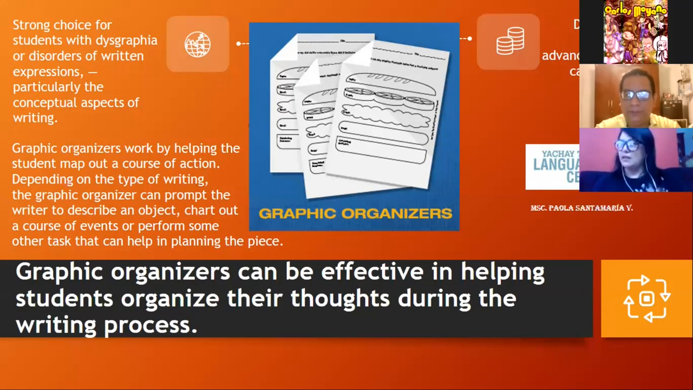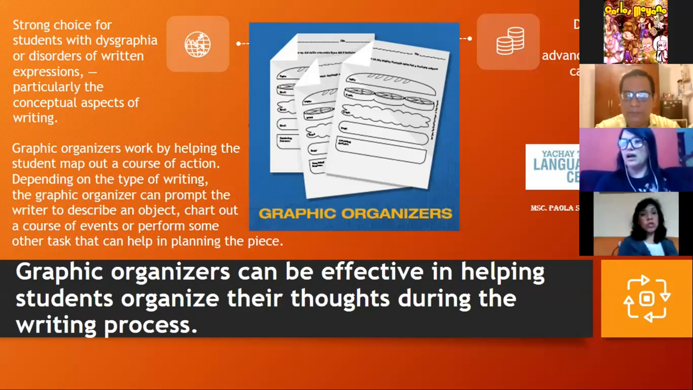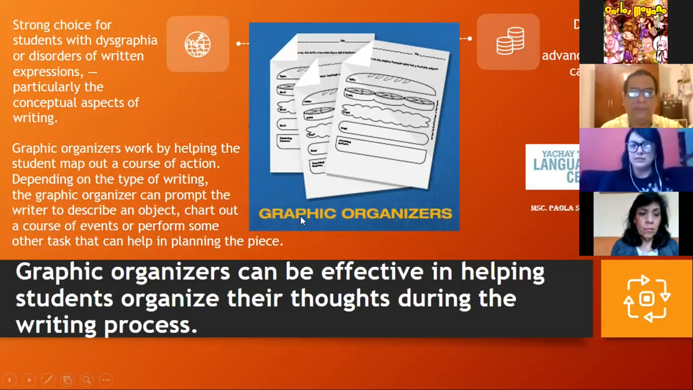And you say, okay, wait, let's see. Can you tell me orally what you have written here? And then your student starts to tell you a different thing, a totally different idea or a totally different context from what you were reading on the paper. So that is the problem with students with dysgraphia. They have this barrier to express in written form what they want to express. So graphic organizers are the ones that help students live with dysgraphia.